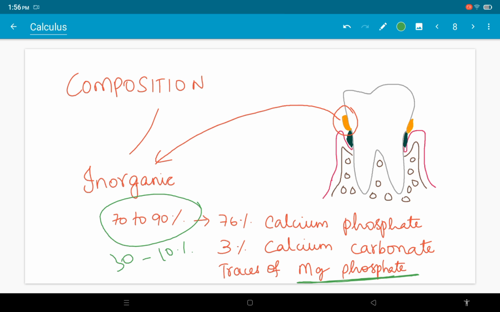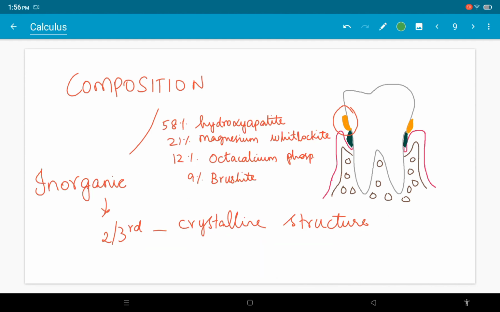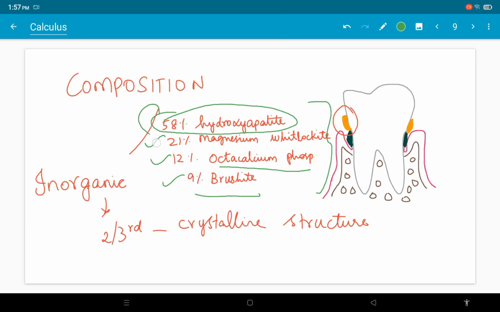So the 70 to 90% will be your inorganic content, out of which 76% will be calcium phosphate, 3% will be calcium carbonate and traces of magnesium phosphate. It is often present in a crystalline form. It is not in a powdered form, it is a crystalline form. So what are the types of crystalline forms present? 58%, the majority, will be hydroxyapatite, 21% will be magnesium whitlockite, it is a type of crystal, 12% will be octacalcium phosphate, and 9% will be brushite. You have to learn it by heart. Four types of crystalline form, you remember it: hydroxyapatite, magnesium whitlockite, octacalcium phosphate and brushite. So these are the four types of crystalline form.